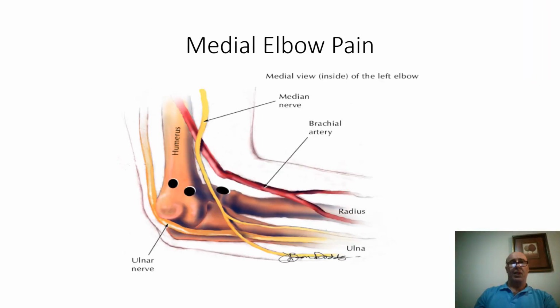So for medial elbow pain, if you think it's a golfer's elbow, palpate your medial epicondyle, and also palpate the nerve to check that the nerve itself is not tender or inflamed. Your injection is going to be slightly anterior to the medial epicondyle.